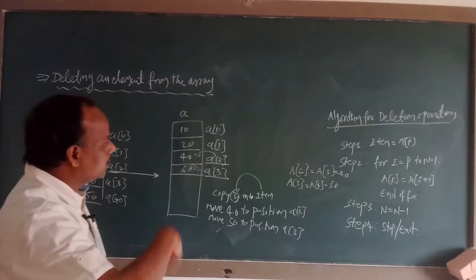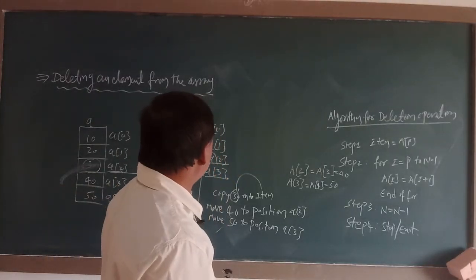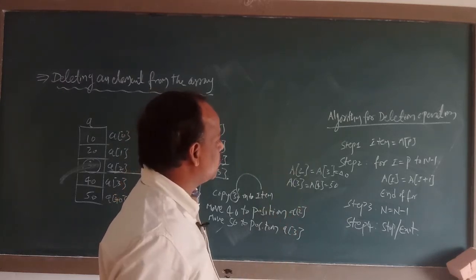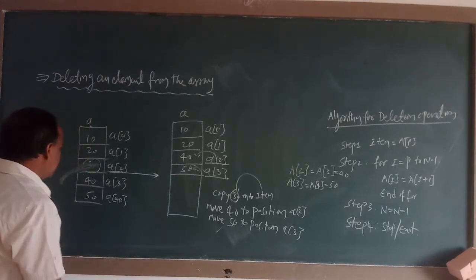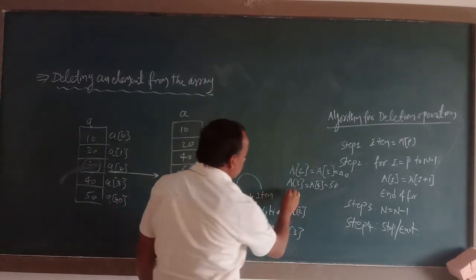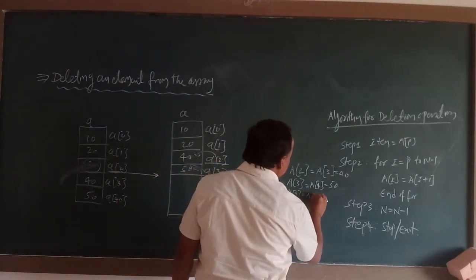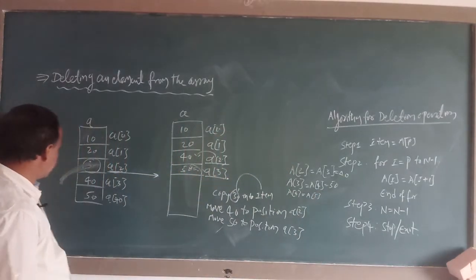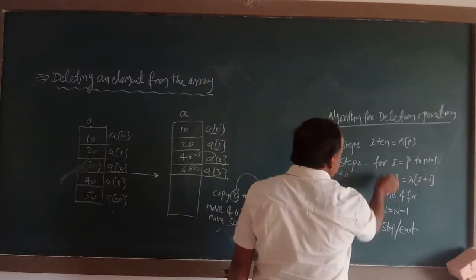Now I value becomes 4, right? So P to n minus 1, 4. A of 4 is equal to A of 5. So all the elements are over, right? In A of 5 there is no element. So we are coming out of this for loop.